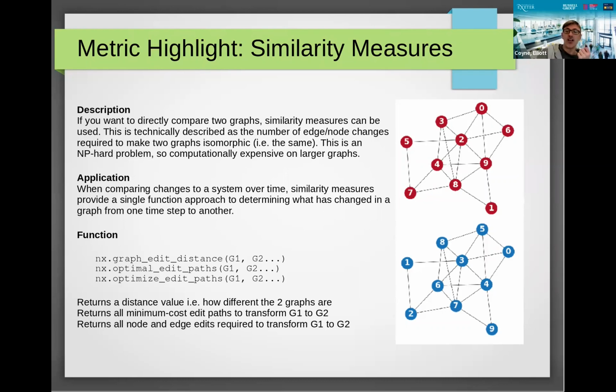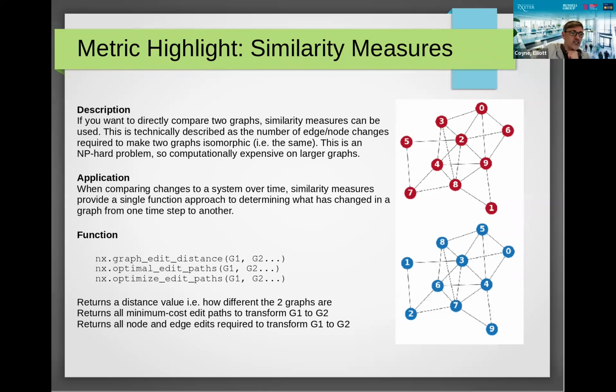The similarity measures provide you a single function that gives you the information on the changes that have occurred. The different ways they can be implemented are looking at the graph edit distances, passing in graph 1, 12 months ago, versus graph 2, graph now. But it could be multiple temporal points: 12 months ago, 6 months ago, now, and so forth. Then you've also got optimal edit paths and optimize edit paths, and you can see what they are passing in and passing out there.